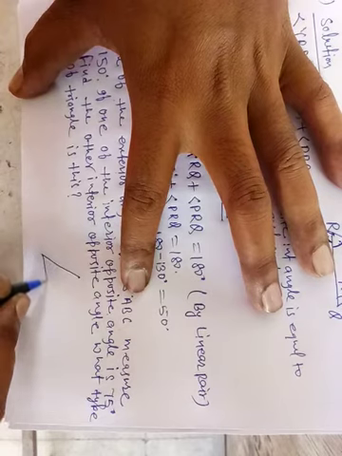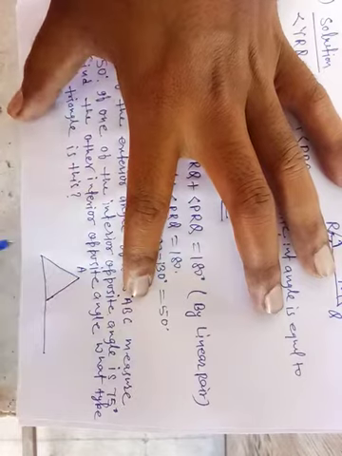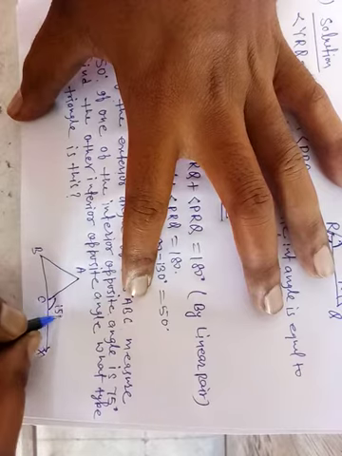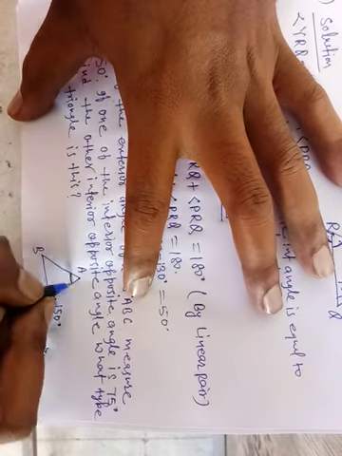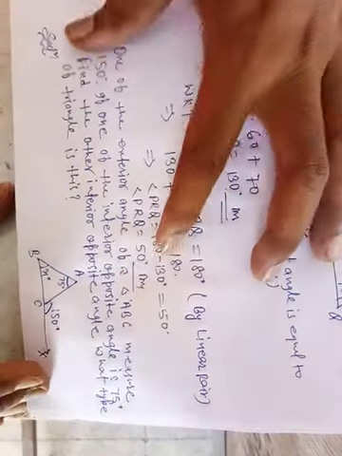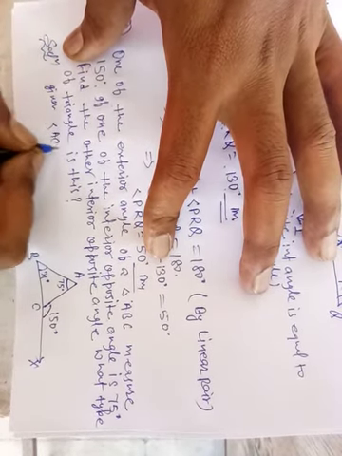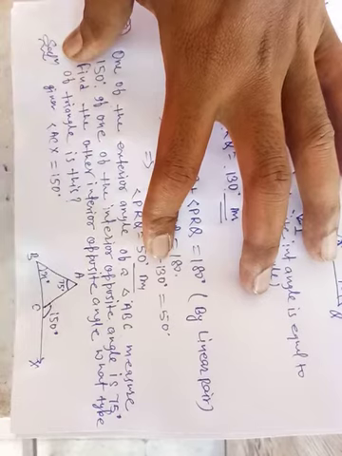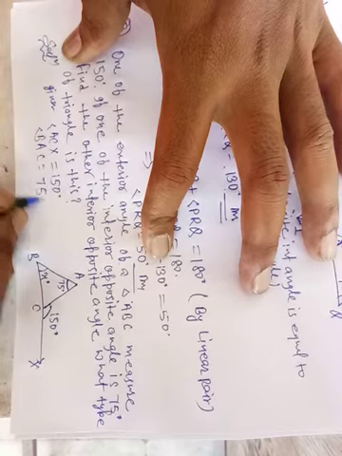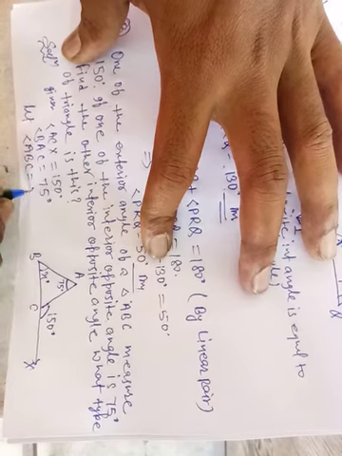Suppose this is a triangle ABC in which the exterior angle is 150 degrees. So this angle is the exterior angle, which is given as 150 degrees. One of the interior angles is 75 degrees, and let the other interior angle be x. So here it is given that angle ACX is equal to 150 degrees, angle BAC is equal to 75 degrees, and let angle ABC be equal to x degrees.